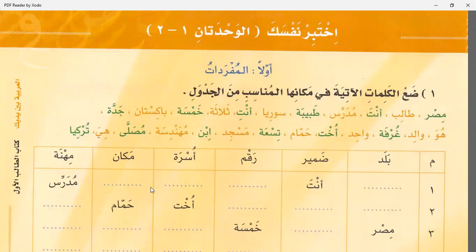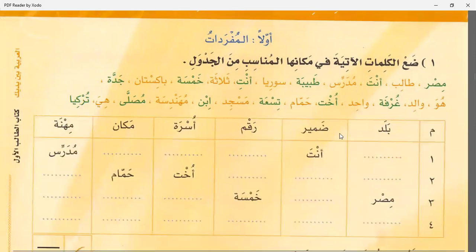So here you see many words. You need to put them in their appropriate category. For example, Balad means country. So you write the names of countries in this box, like Misr, then Pakistan. Then Zamir means pronoun. Here you write the pronouns like Anta, they have written Anti, and things like this.